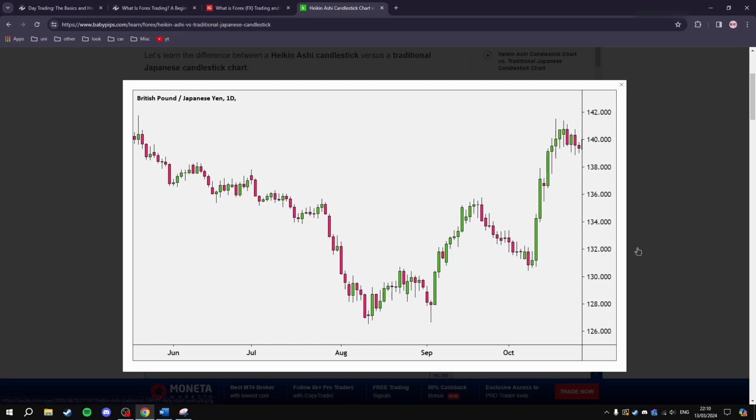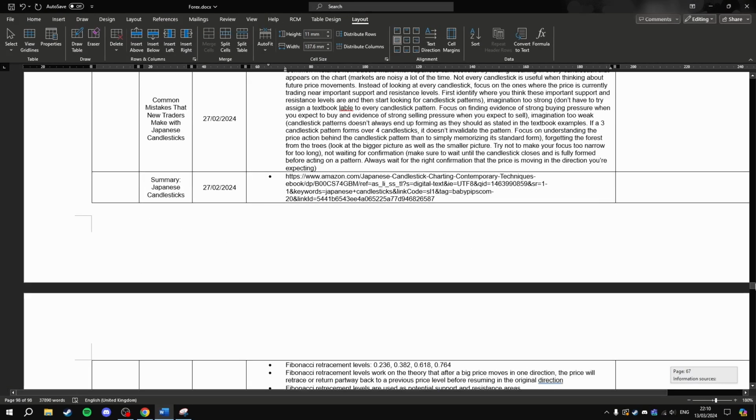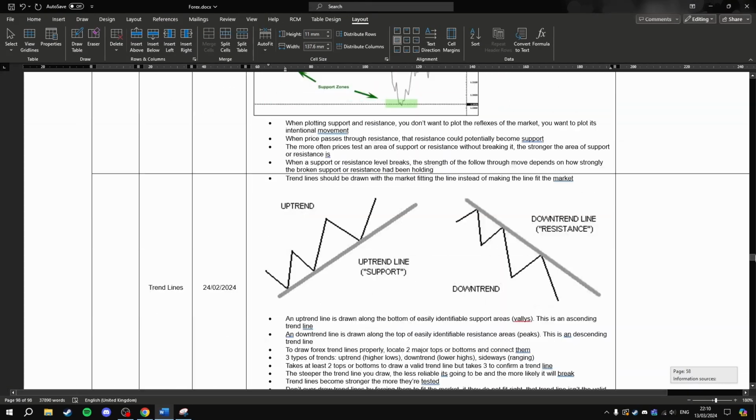Well, wait. So the green, this one is the closing price. This one's the opening price. For red, this is the opening price. This is the closing price, right? Let me see.